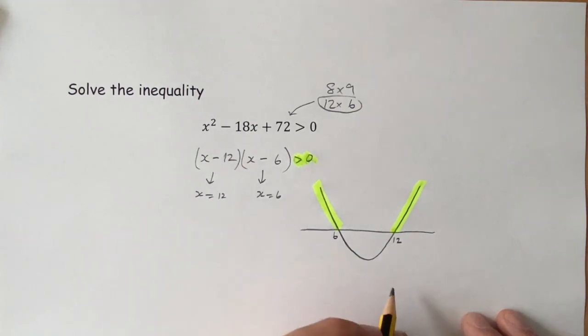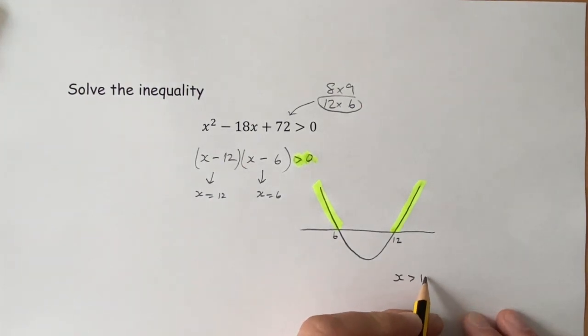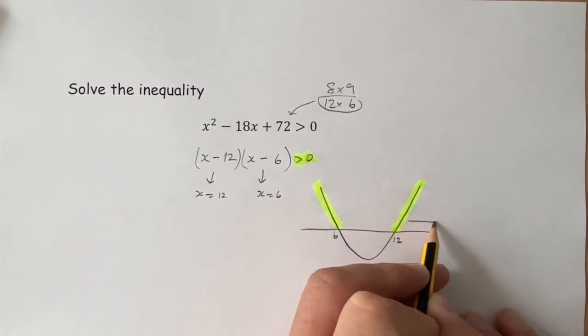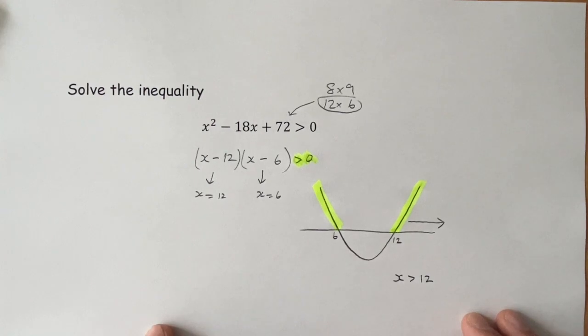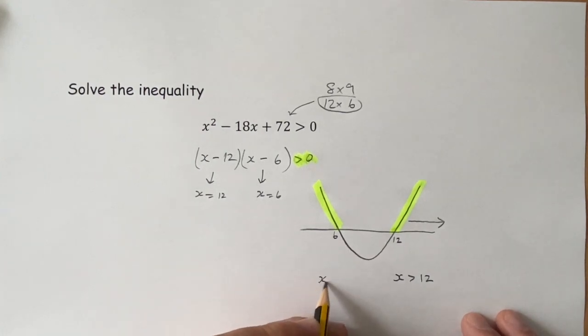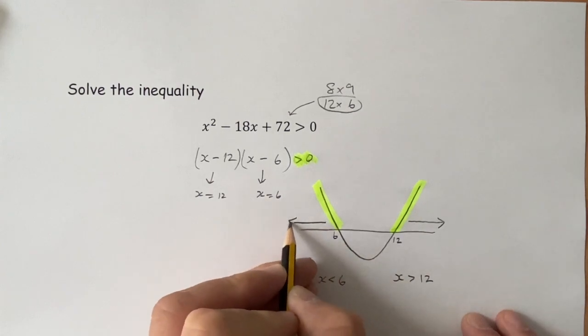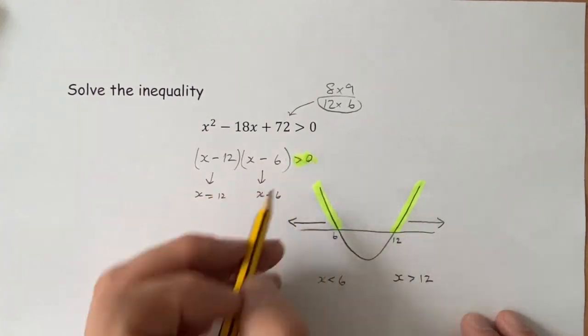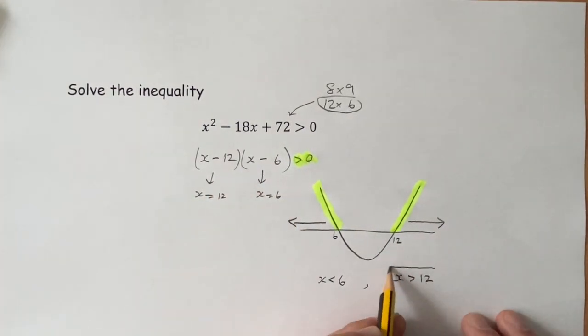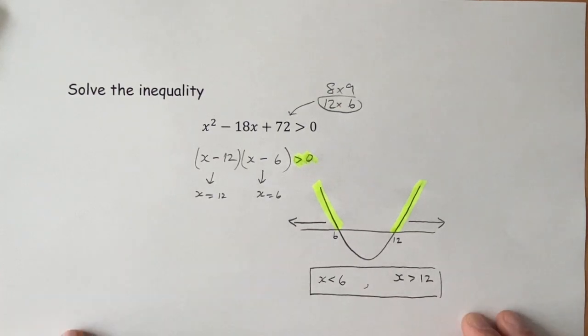Hence, there are two things I have to write down. X is a number greater than 12, because I'm allowed any values over here, and the arrow tells me which way the inequality sign goes. But x could also be less than 6. In other words, any of the numbers down here, again, tells me what to do. There's no equal sign on here, so there's no equal sign on our solutions. That is my answer to that question.